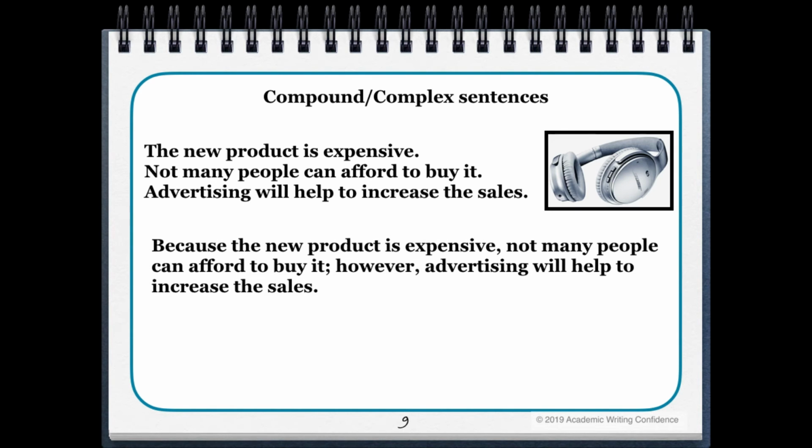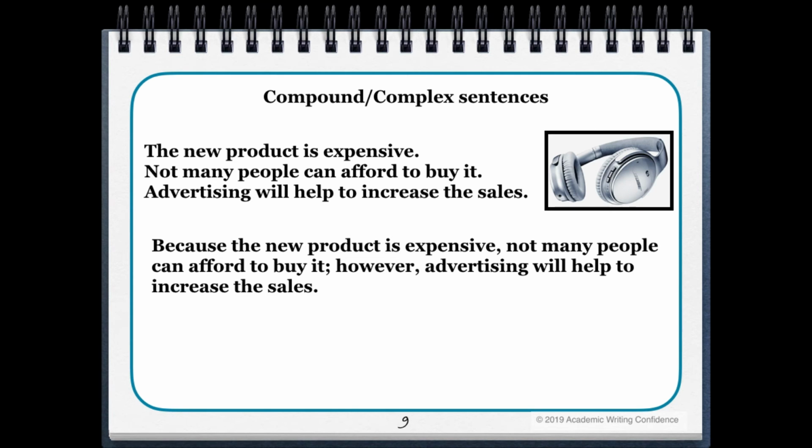Because the new product is expensive, not many people can afford to buy it. However, advertising will help to increase the sales. Now, as you can see, we can take these three simple sentences and make them into a very good compound complex sentence pattern. Now, these types of sentences show that you understand how to write good English sentences.